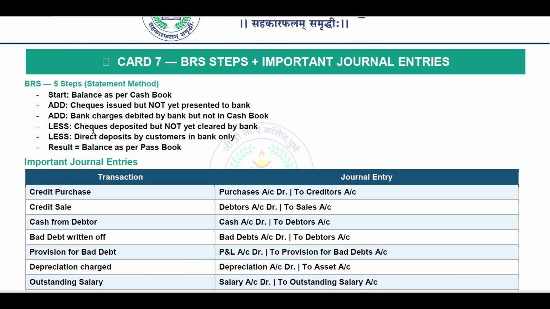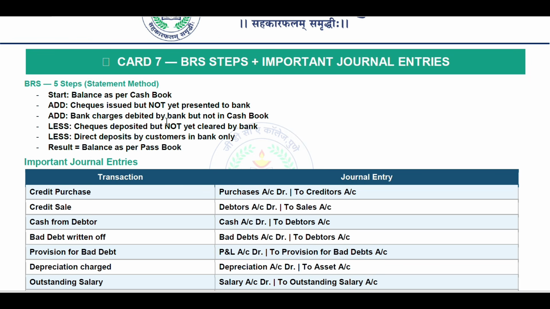Then card number 7, again for the accounts subject, which will be more useful: BRS steps and important journal entries. BRS 5 steps, statement method. Start with balance as per cash book. Add checks issued but not yet presented to bank. Add bank charges debited by bank but not in cash book. Less checks deposited but not yet cleared by bank. Less direct deposits by customers in bank only. Results in balance as per passbook.